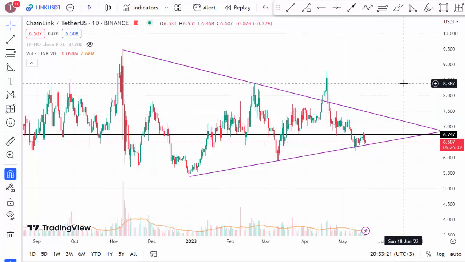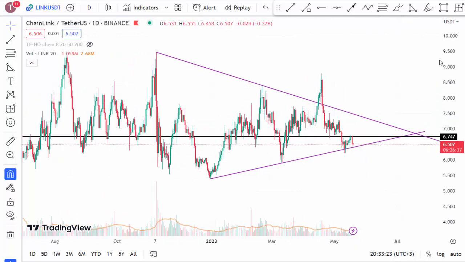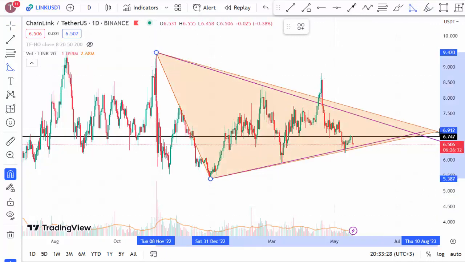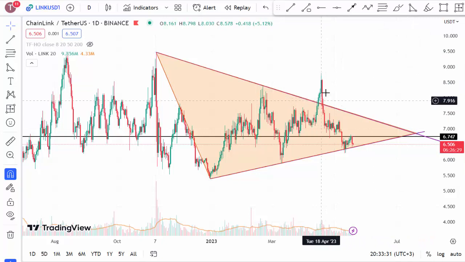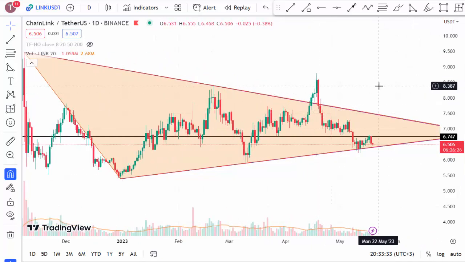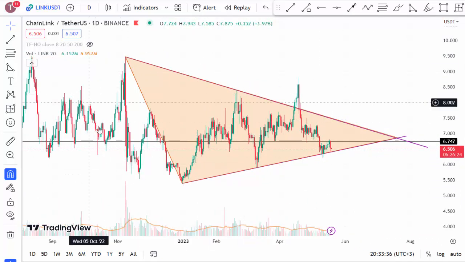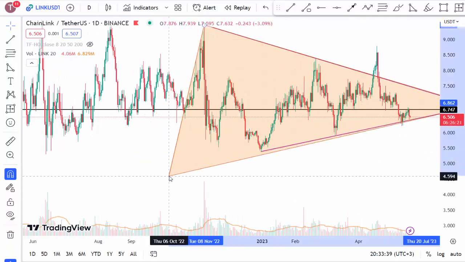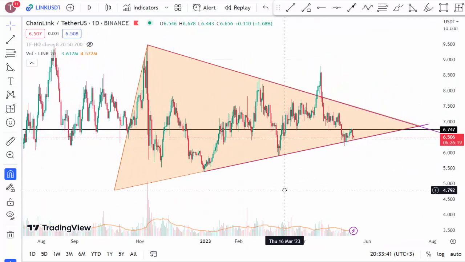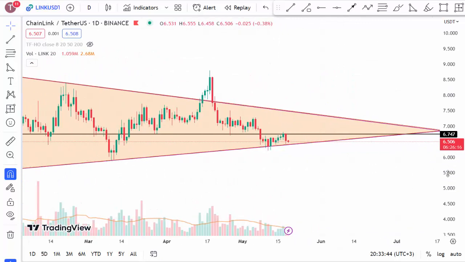Today, we will share the technical analysis of Chainlink coin. First of all, if we look at the price movements, the price is moving within a triangle pattern. If we draw it like this, there has been a fake breakout here, so we don't consider this point important. However, the important point in the price movement is that it is approaching the support zone.